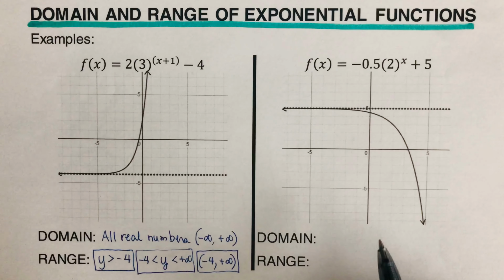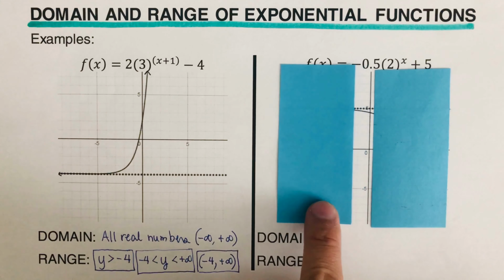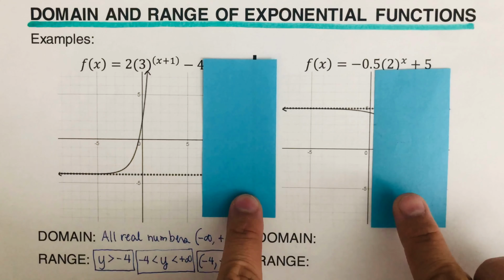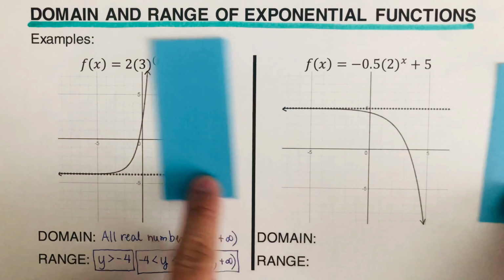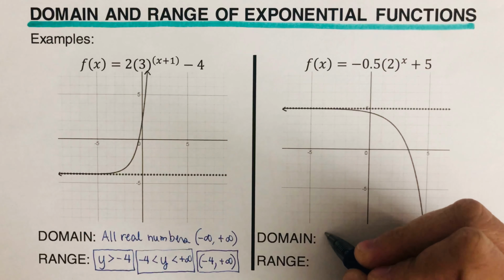Okay, now let's try this next one right here. For the domain, again, we're looking for the leftmost and the rightmost boundary. In this case, if we go to the left side, it's going to infinity. And if we go to the right side, it's going to infinity. So we can say that the domain for this would be all real numbers.